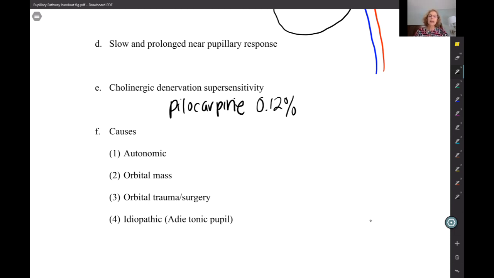Tonic pupil can be idiopathic, and in this case, it's termed Adie's tonic pupil. This is a degenerative process resulting in parasympathetic denervation, but it is idiopathic, meaning we don't know the cause. It occurs most frequently in female patients between the age of 20 to 40 years. The same process that is happening in the ciliary ganglia occurs in the spinal cord. So some patients have diminished tendon reflexes as well.